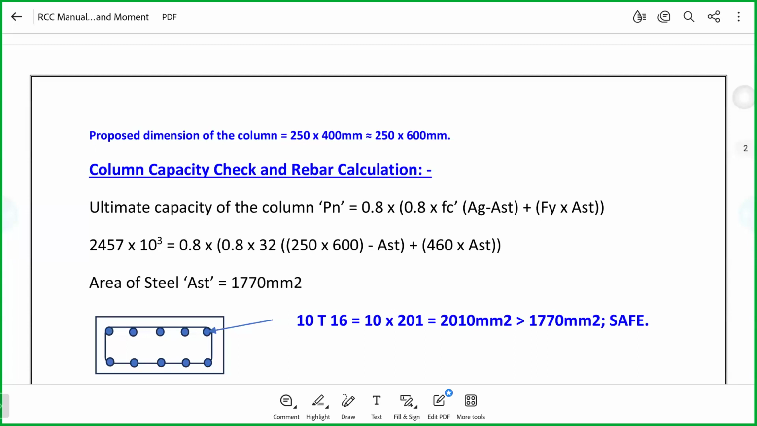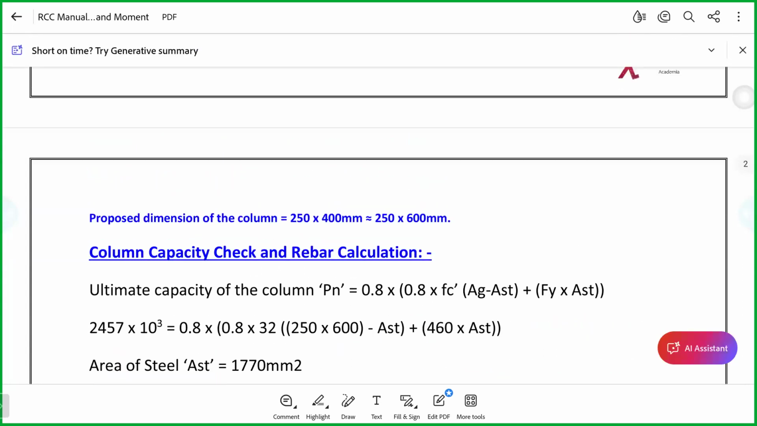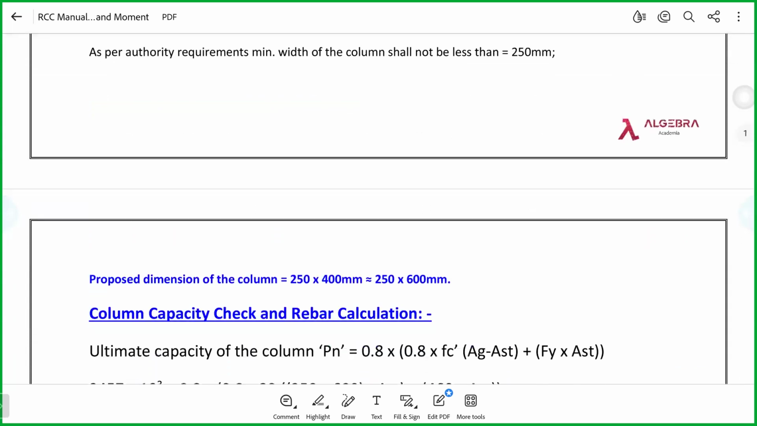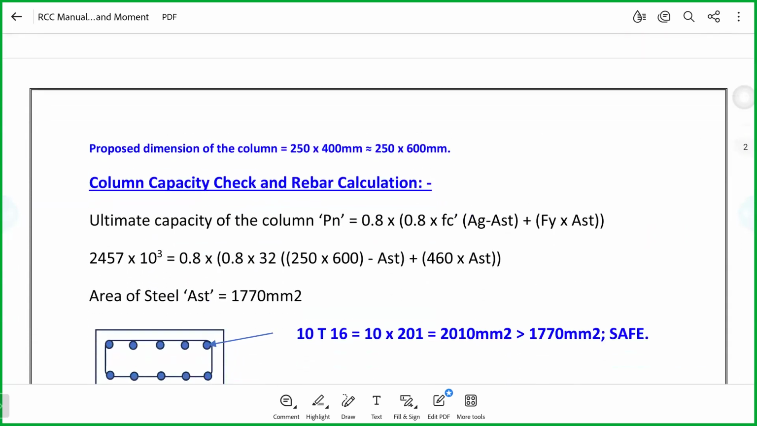So the proposed dimension of the column is what? 250 by 400. How did you get 400? Because I know the area, correct? When I divide by 250, one side of the column, then you will get the other side of the column. Because at the end, I need to compensate this area. Okay, 250 by 400. You can go for 250 by 400 to carry out the calculation.